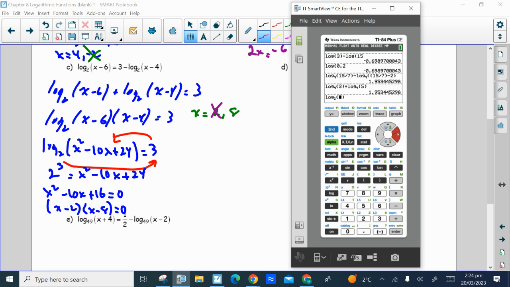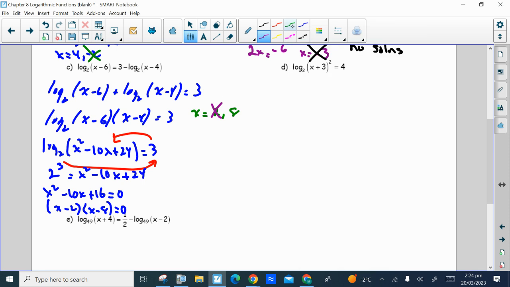Log base 2, and when x equals 8, 8 take away 6 is 2, so that part's going to be 1. That's the left side. On the right side, it will be 3 take away log base 2 of, again, when x is 8, 8 take away 4 is 4. So you get the same thing on both sides. So 8 works. We've confirmed that.